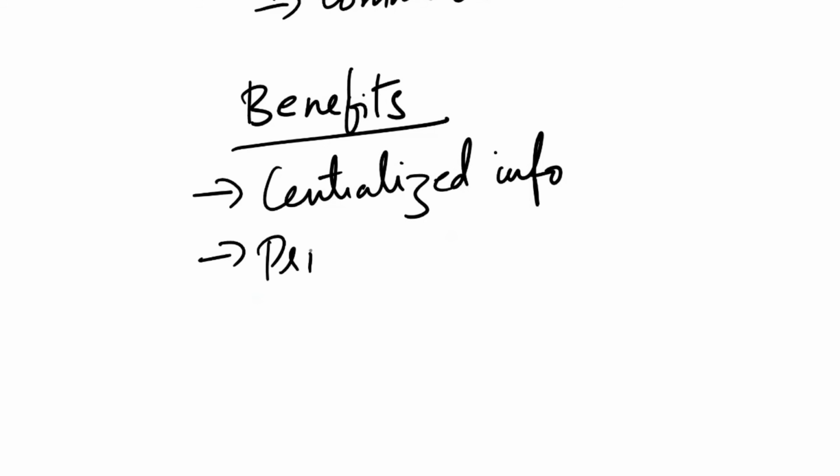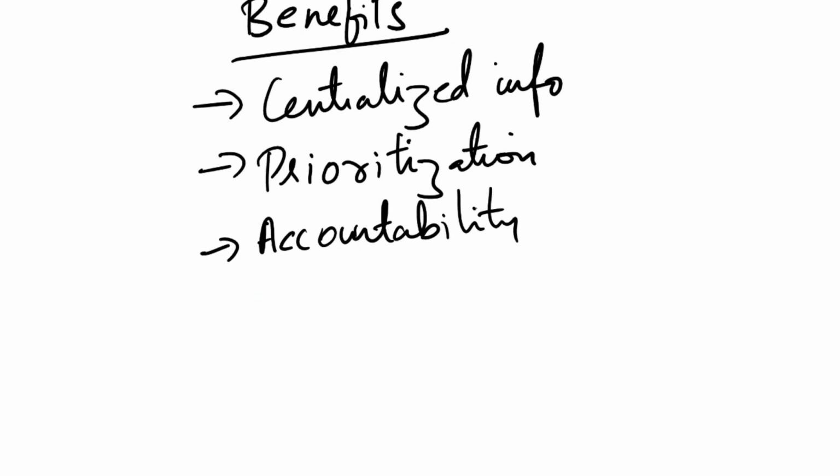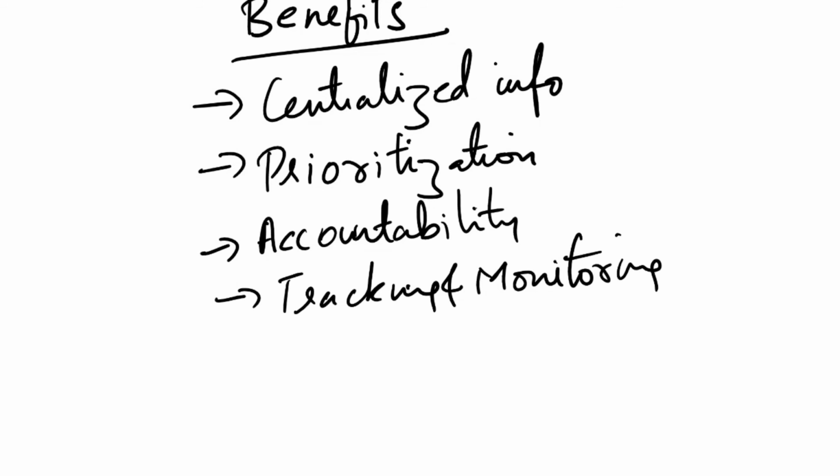Next, prioritization. By assigning risk scores and priorities, the risk register helps organizations focus on the most critical vulnerabilities first. This optimizes resource allocation. Next, accountability. It clarifies who is responsible for addressing each vulnerability, which is essential for effective remediation efforts. Next, tracking and monitoring. The risk register enables continuous tracking of vulnerability remediation progress. This ensures that deadlines are met and vulnerabilities are mitigated in a timely manner.